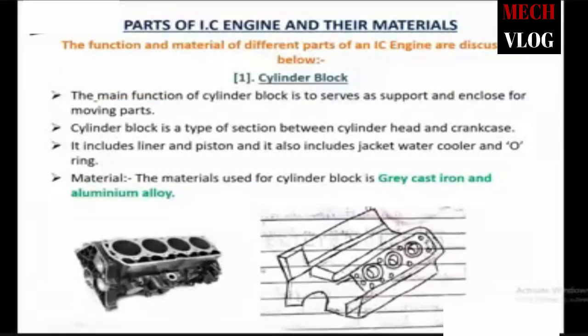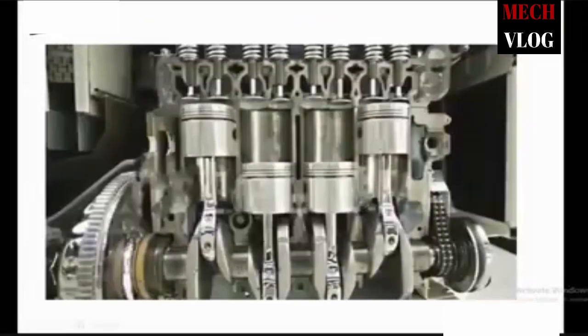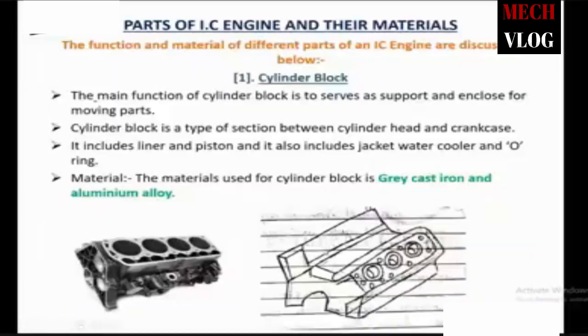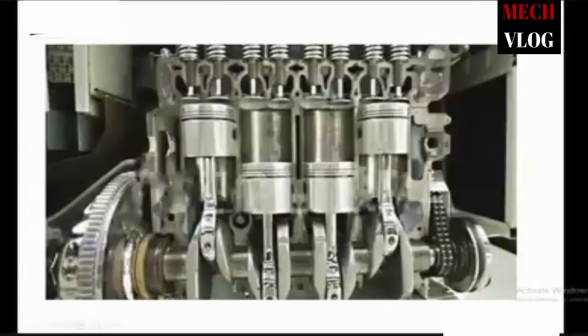The left hand side figure shows the cylinder block, and it is a rough sketch. The main function of the cylinder block is to serve as a support and enclosure of moving parts. Here the moving parts are the piston, the crankshaft, and the connecting rod, and the block acts as an enclosure for these parts. The cylinder block is a section between the cylinder head and the crankshaft. Above the piston, it is called the cylinder head.